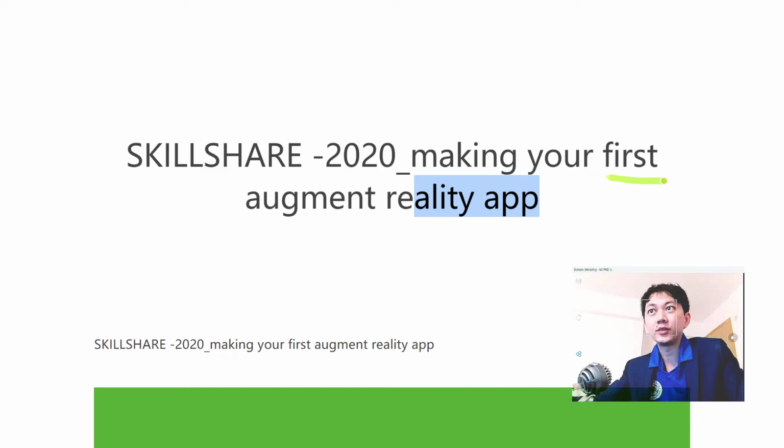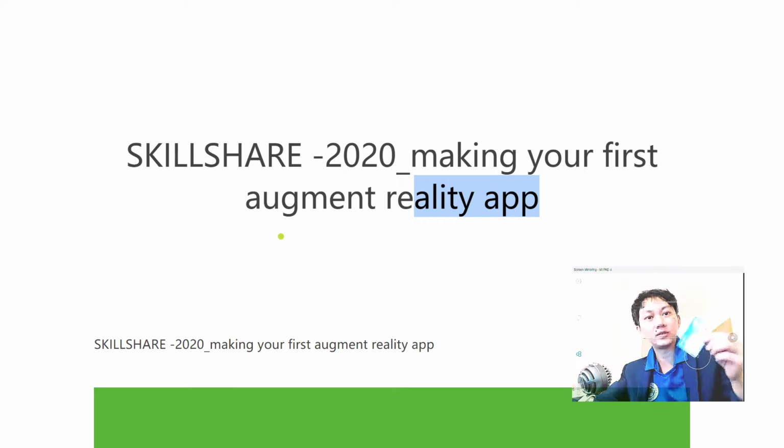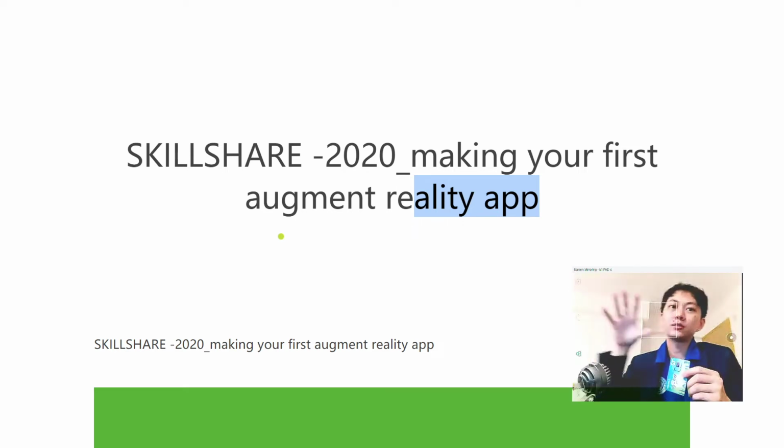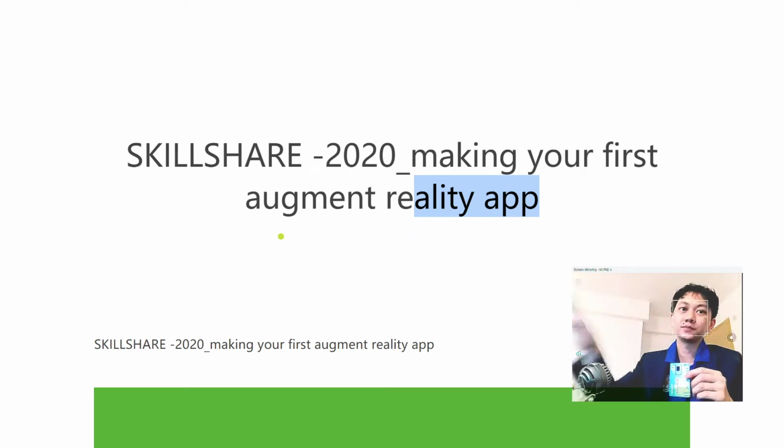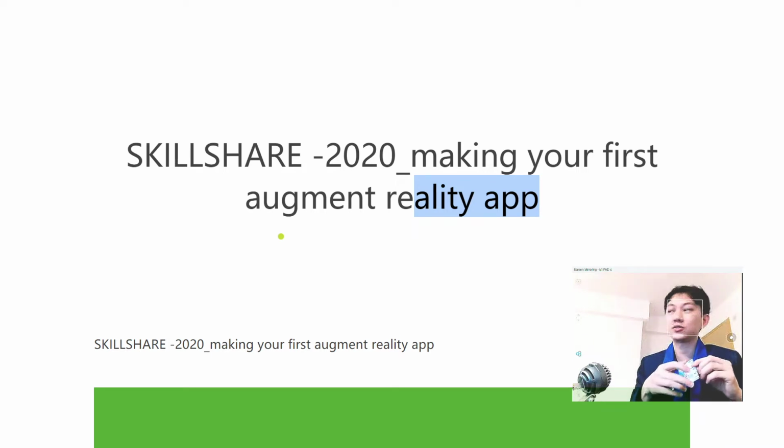Making your first augmented reality app. The augmented reality app, meaning what it means. Augment means that you bring the digital world into the physical world through a marker like this. So the computer or the camera actually identifies this icon, and then brings your digital data from your computer into this real object in life.